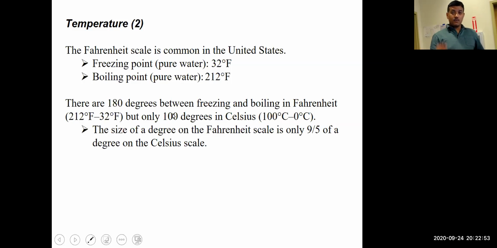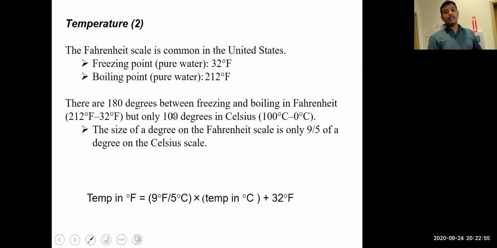Then you can propose an equation to convert Celsius temperature to Fahrenheit temperature. To convert any Celsius temperature to Fahrenheit, you can simply multiply the temperature that you have in degrees Celsius by 9/5 and add 32, then you will get the new Fahrenheit temperature. That is how you would convert Celsius degrees to Fahrenheit temperature. Now let's look into a problem.